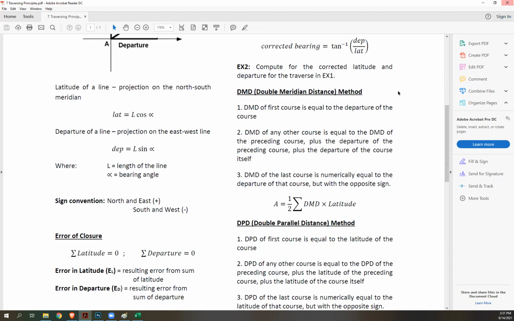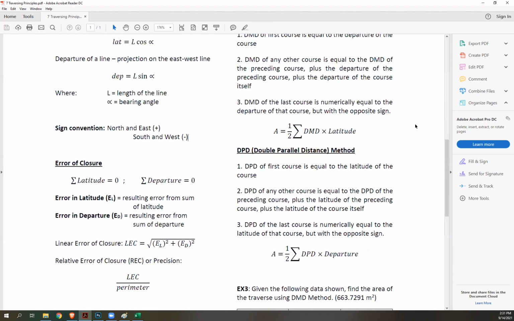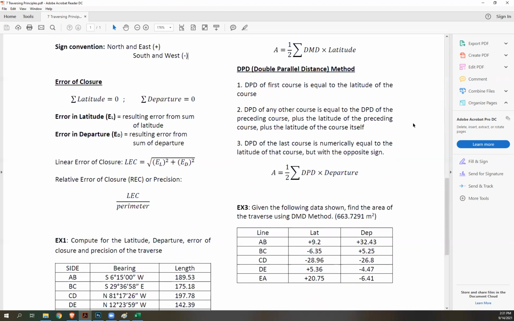Next, DPD, also known as the double parallel distance method, involves the following steps. Step 1: the DPD of the first course is equal to the latitude of the course. Step 2: the DPD of any other course is equal to the DPD of the preceding course plus the latitude of the preceding course plus the latitude of the course itself.